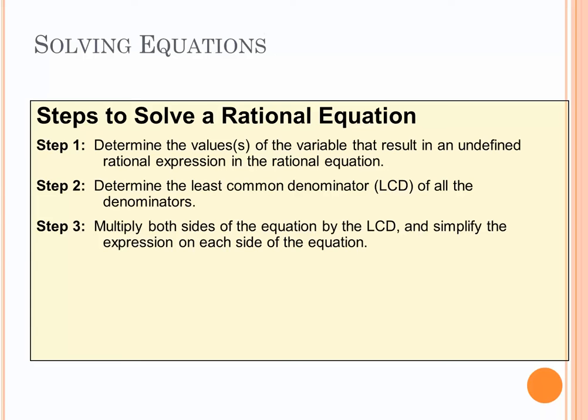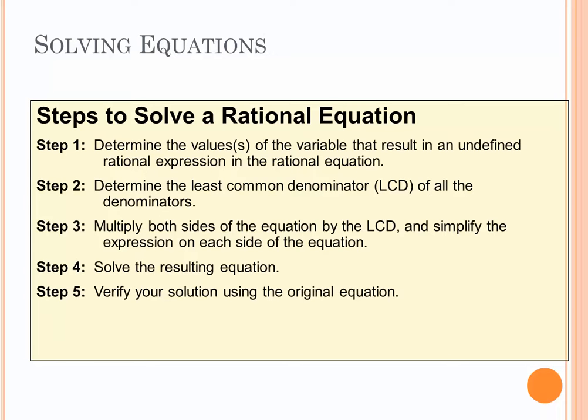Step 3 is to multiply each term by the lowest common denominator and simplify the expression on each side. Solve the resulting equation. Always check your solutions.